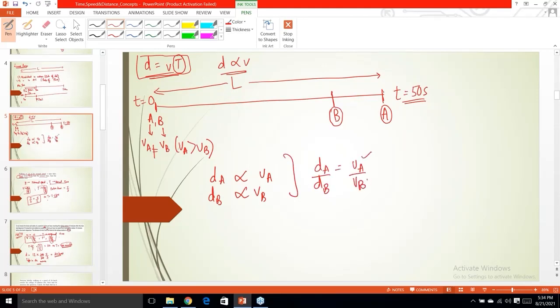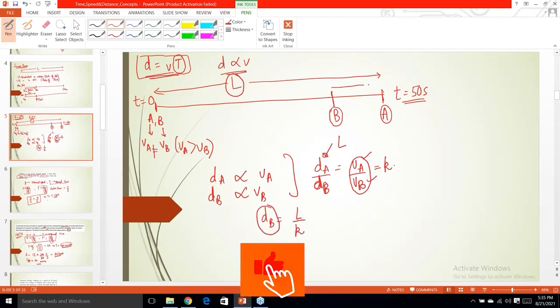VA and VB is known to you in this case, let's say. If VA and VB are known, the ratio of dA and dB is also known, and you know the track length as well. Since A is the winner, dA is anyway L. So given that this ratio is known, let's say this is some constant K, you can easily figure out that dB is nothing but L by K. The moment you know dB, you can figure out what is this distance, right?